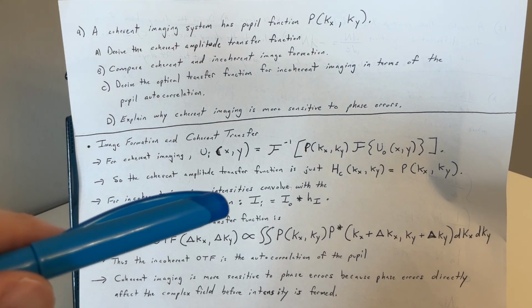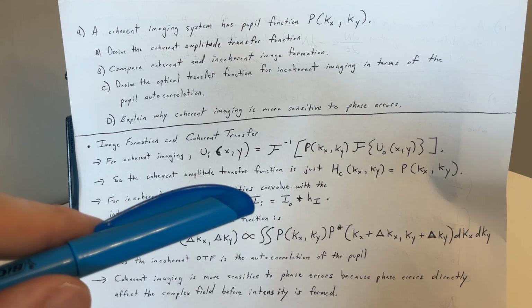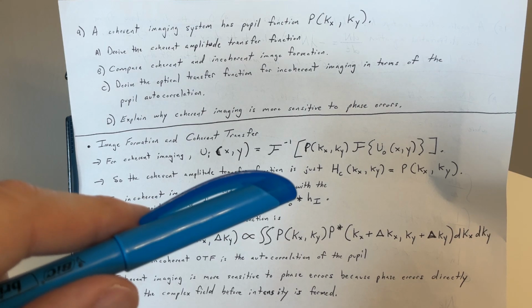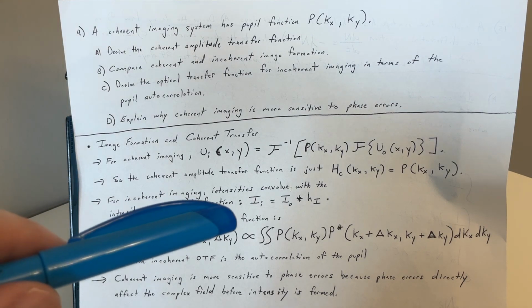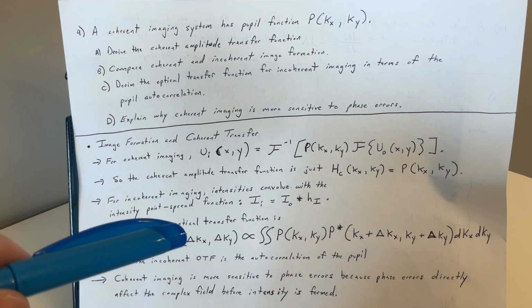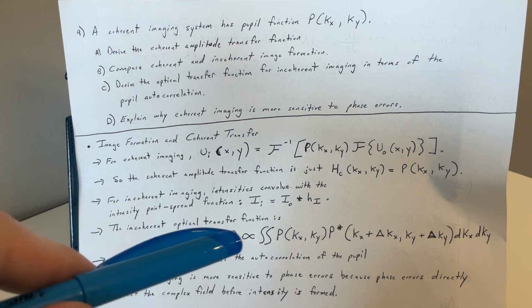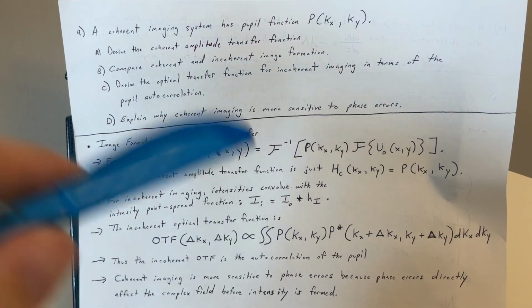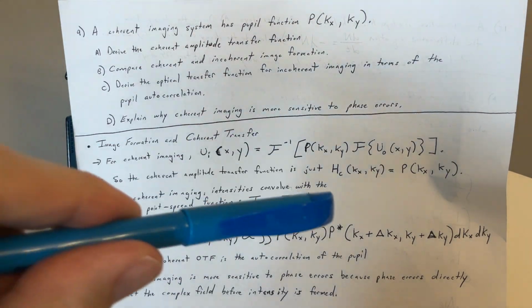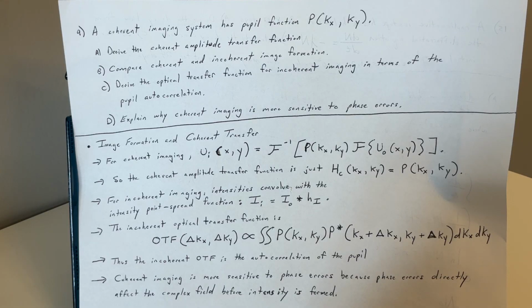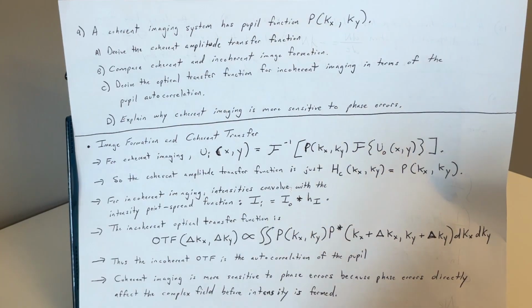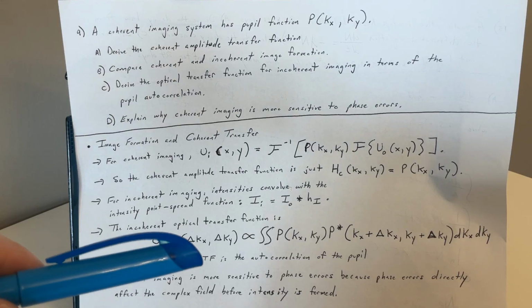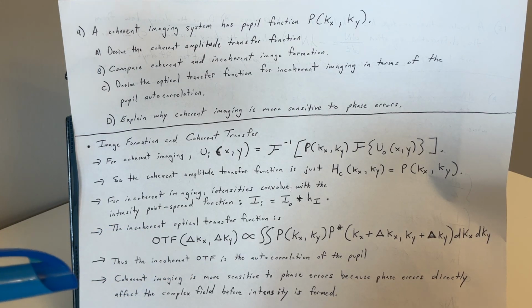convolved with the intensity point spread function: I sub lowercase i equals I naught star h sub capital I. And the incoherent optical transfer function is this OTF of delta k sub x, delta k sub y, proportional to the double integral of P of k sub x, k sub y, P star of k sub x plus delta k sub x, k sub y plus delta k sub y, dk sub x, dk sub y. And thus, the incoherent OTF is the autocorrelation of the pupil.